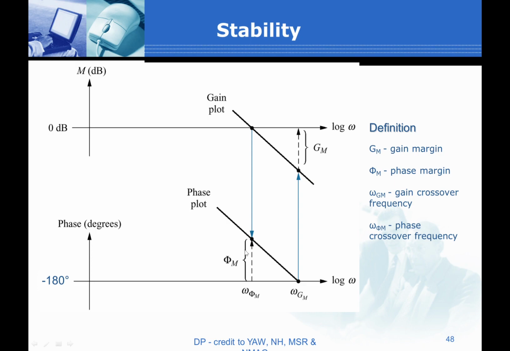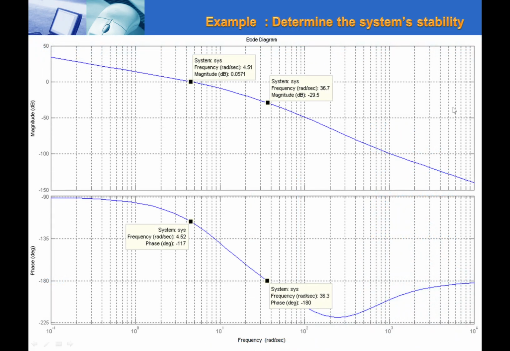Okay, so this region here is what we call phase margin. Okay, so value here is our phase value. Okay, so we will look into this example. We need to determine the system stability from this Bode plot.